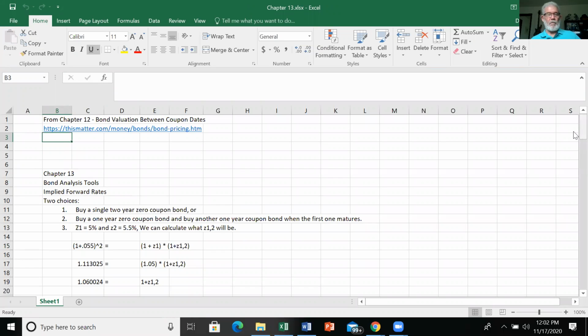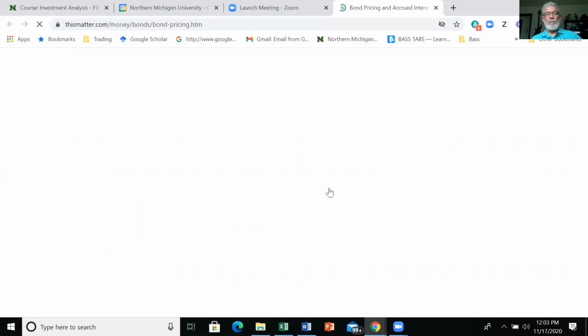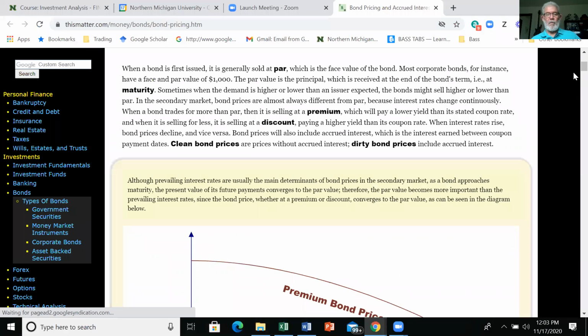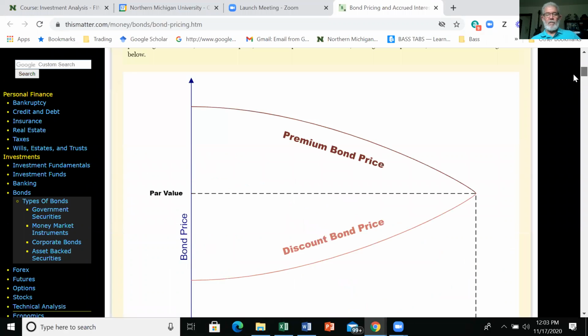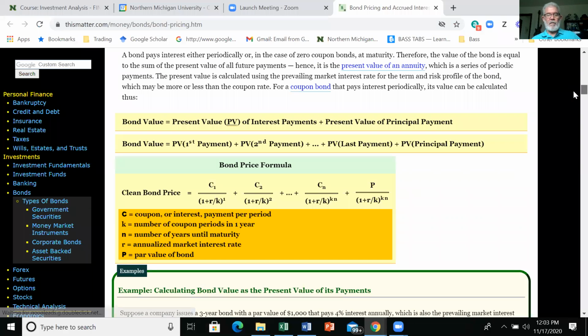I was uncomfortable with the problem, as you know, the last problem from chapter 12. So this morning I did a little digging around and I found this link, which you can go and look at your convenience. Let's open the hyperlink. And this does a very, very good job of explaining bond pricing. So chapter 12 is pretty much summed up right here in this website.